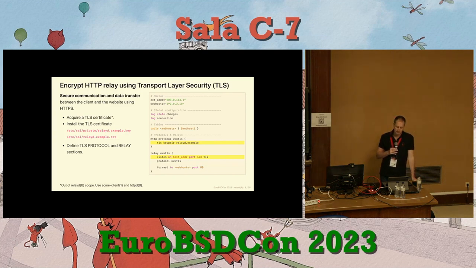Basically, you can have IPs or ports in the file names. Then the other change is that in the relay section, you're not listening to HTTP, but you're now using the TLS option and hopefully changing the port. And this is just what is necessary to go from the HTTP to the HTTPS configuration.